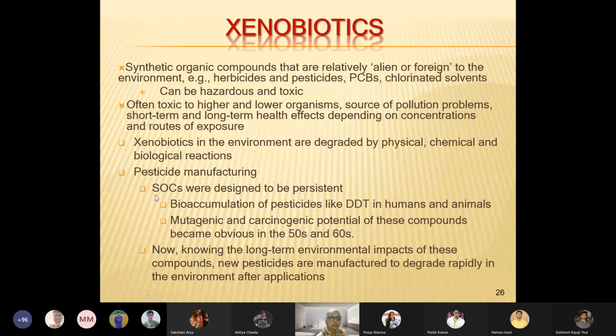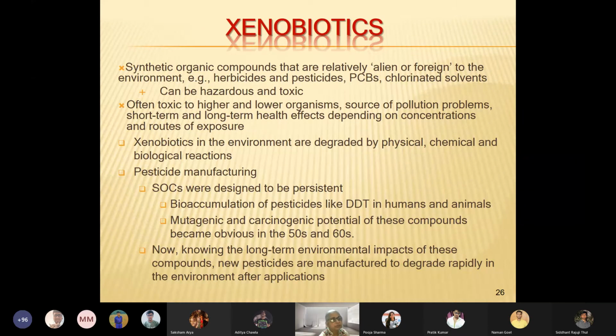So in those days, these synthetic organic chemicals were designed to be persistent. And it took about maybe 10 years or even more for people to realize that these pesticides were accumulating in the food crops, they were accumulating in the tissue of human beings, birds, and so many other animals. Again, in the 50s and 60s, the mutagenic and carcinogenic potential of these compounds was also becoming obvious, and that's why she wrote her book. She was a biologist and she was able to put all this information together.